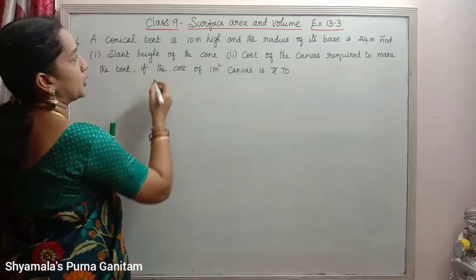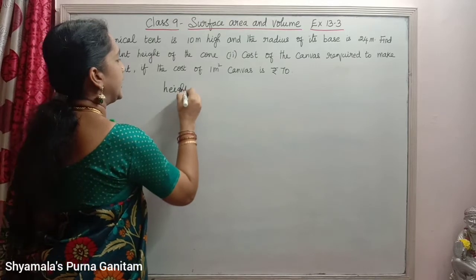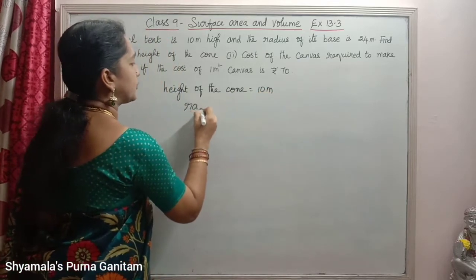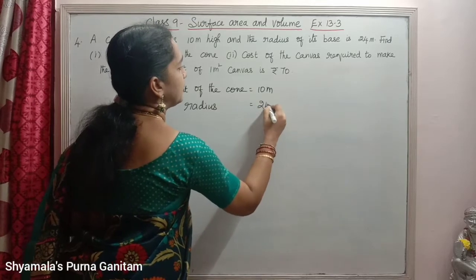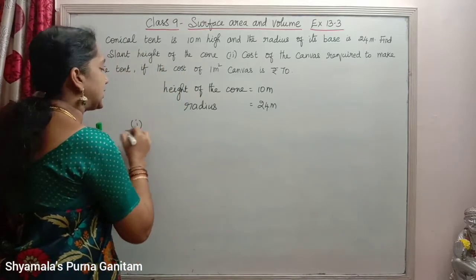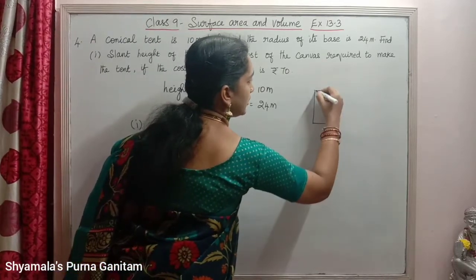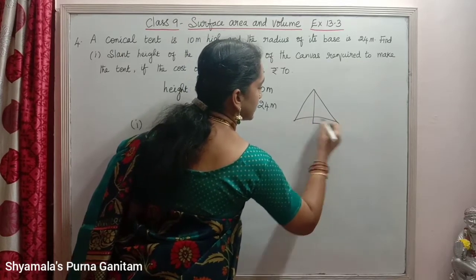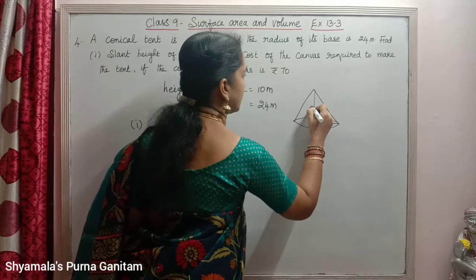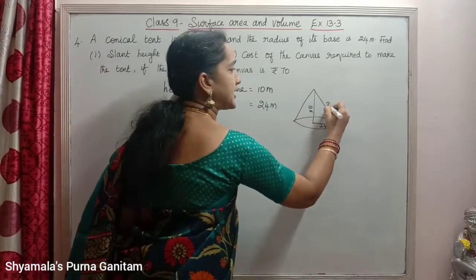Okay, the height of the conical tent is 10 meter. So the height of the cone is equal to 10 meter, and the radius of its base is given as 24 meter. Find the slant height of the cone. So slant height is L. When we take a cone, it will be like this. The radius is 24 meter and the height H is 10 meter. We are asked to find the slant height of the cone.